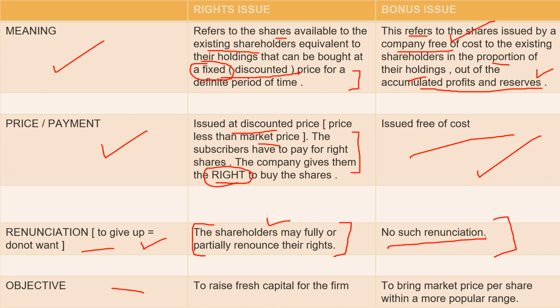Next point is the objective. Right issue, why is it issued? Because they wanted to raise fresh capital for the firm. No doubt the shareholders have to pay a price, even if it is a discounted price, but the company will get a lot of cash, right? So to raise fresh capital for the firm, the company may issue a right issue. But bonus issues are issued to bring market price per share within a more popular range, because they are issuing it for free. So no fresh capital will be collected by the company when they issue the bonus shares.